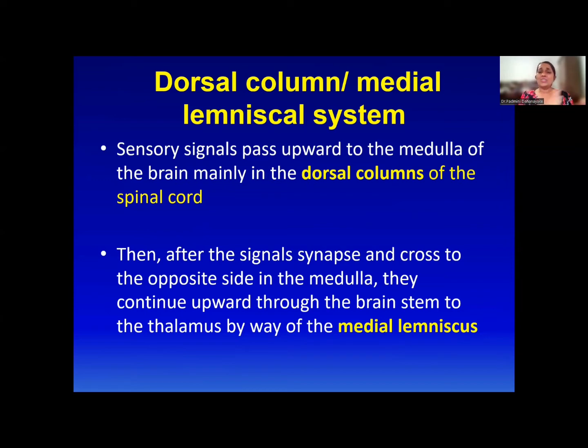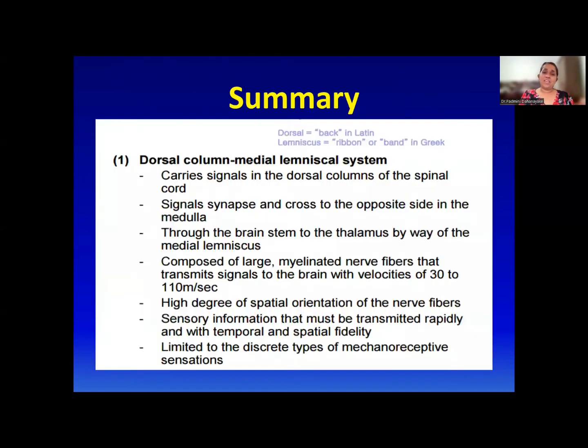Okay, so that is the dorsal column medial lemniscal pathway. Right, so up to the medulla, it is known as the dorsal column, and from the medulla, after decussating up to the thalamus, it is known as medial lemniscus. Right, so this is the summary. I told you, lemniscus is a ribbon, a band-like thing.